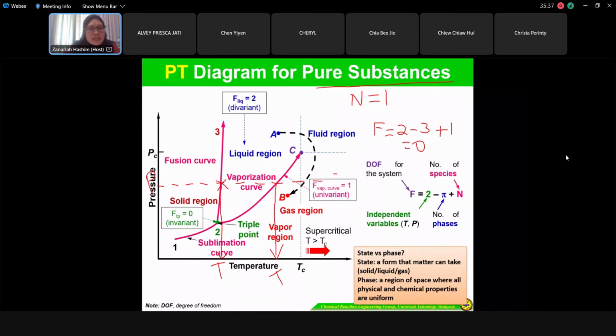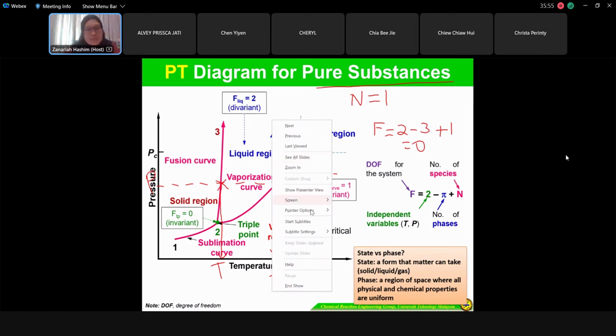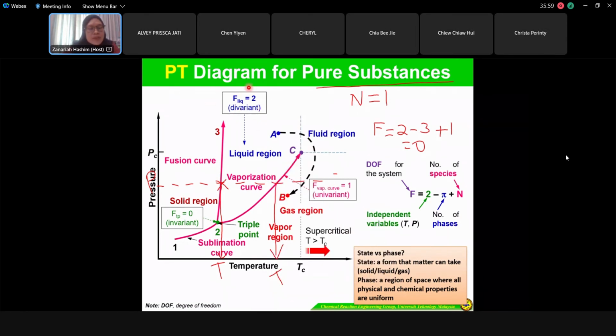In contrast, for the single phase region, the degree of freedom will become, if you calculate 2 minus 1 plus 1, the degrees of freedom F becomes 2 here. In other words, it's called divariant, meaning that you can actually set any 2 parameters. So let's say you have the pressure here, P. Any temperature within this region, you can have the one phase region.